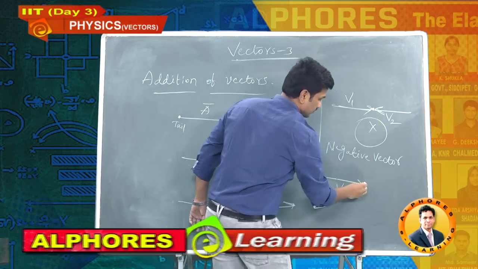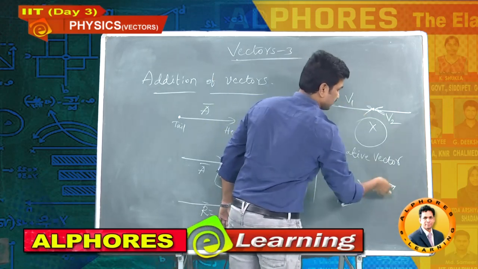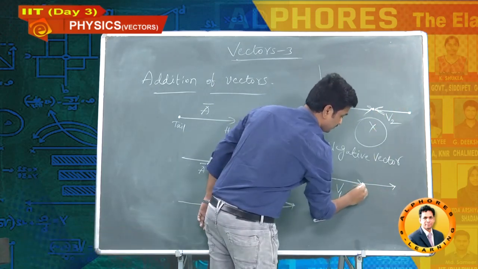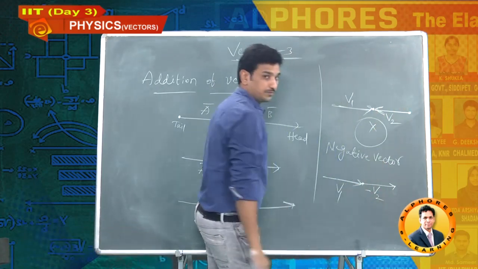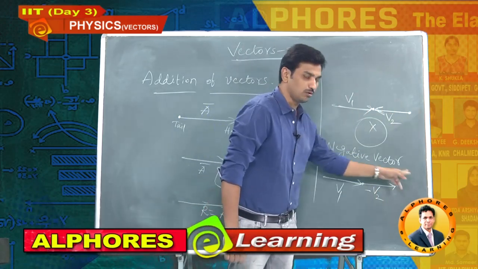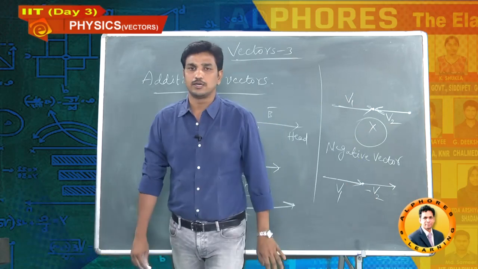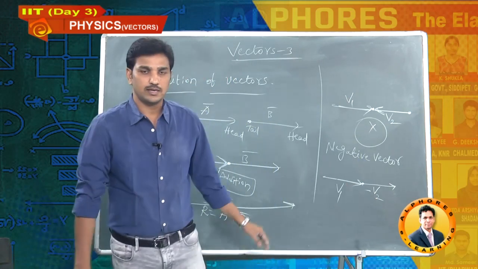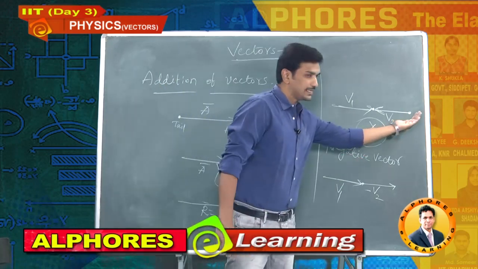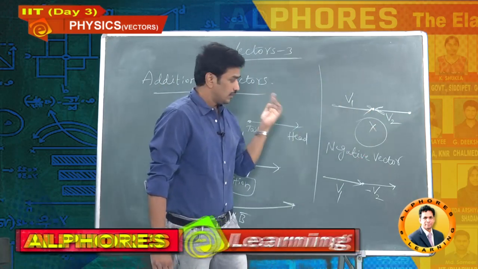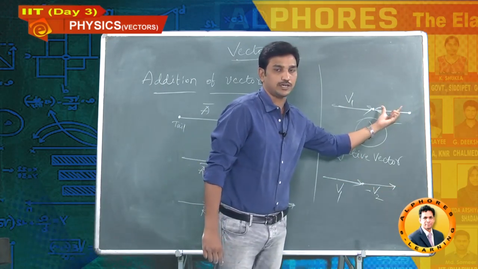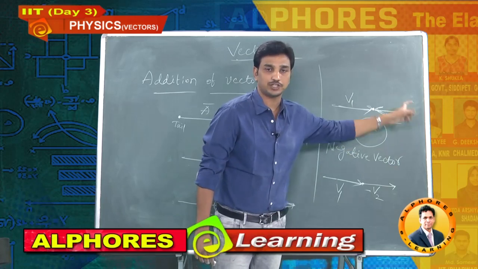Now, just reverse. Tail comes here, head goes that side. Plus V2 going in this direction, minus V2 going oppositely. The negative vector of a vector is going opposite to the original direction. Previously it was coming from right to left. Now it is going left to right. Same vector without changing length, we just reverse the direction.